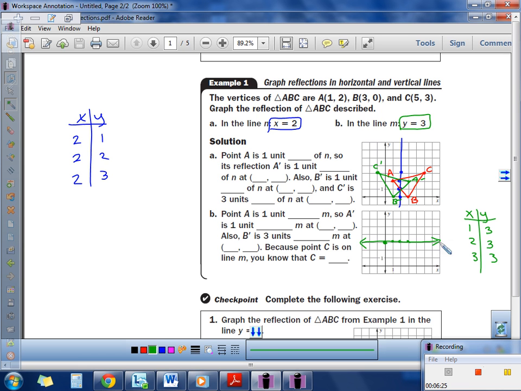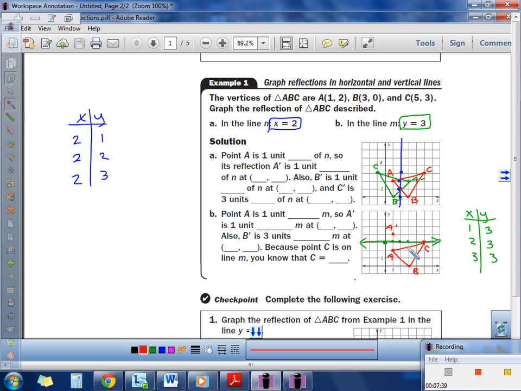From there, we need to graph our shapes again. So go ahead and graph that ABC from the original statement. After you have that original triangle graphed, we do the same process we did up here. How far am I from this line? A is 1 unit down. I need to do the opposite and go 1 unit up. So there's my A prime.